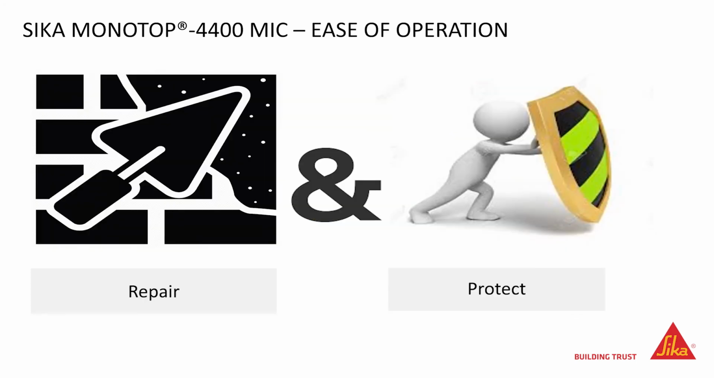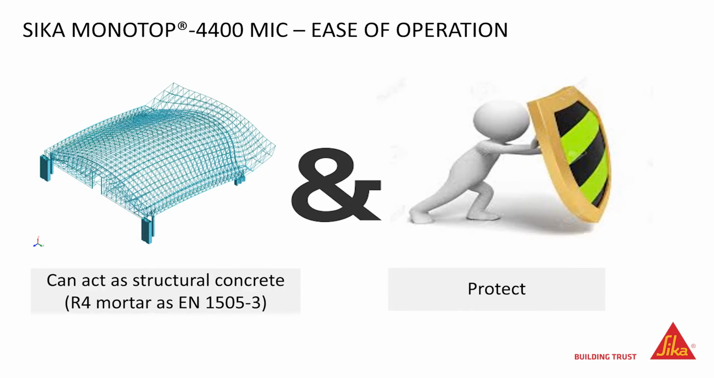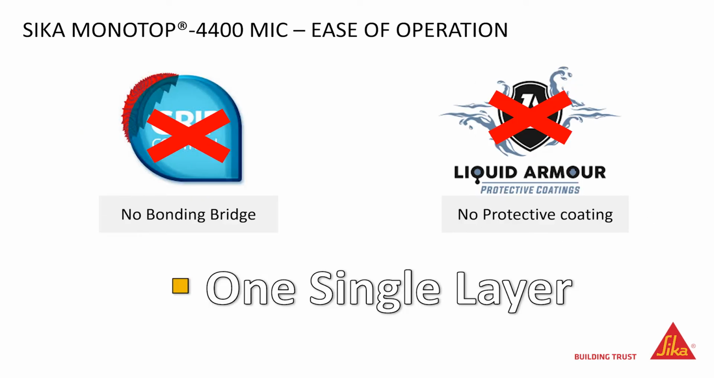Sika Monotop 4400 MIC combines repair and protection in one single operation. It can also be used for a structural repair, Class R4 mortar according to EN 1504 Part 3, European Standard for Repair Works. This was the case in a renovation work in Singapore where a chamber was refurbished with a 40mm calcium aluminate mortar using the dry spray method. No bonding bridge or additional protective coating is required. In one single step, the structure is repaired and protected against biogenic corrosion.